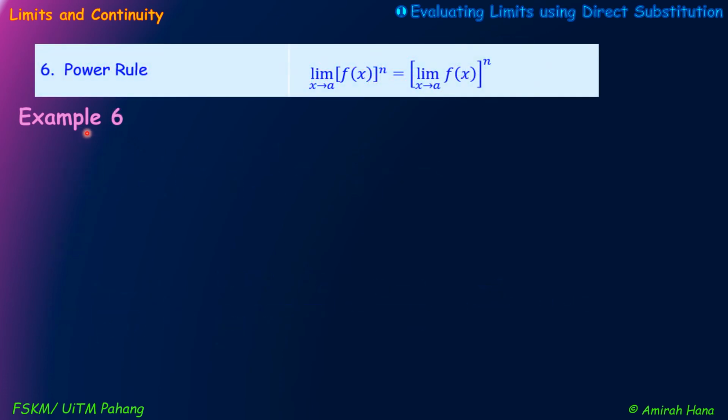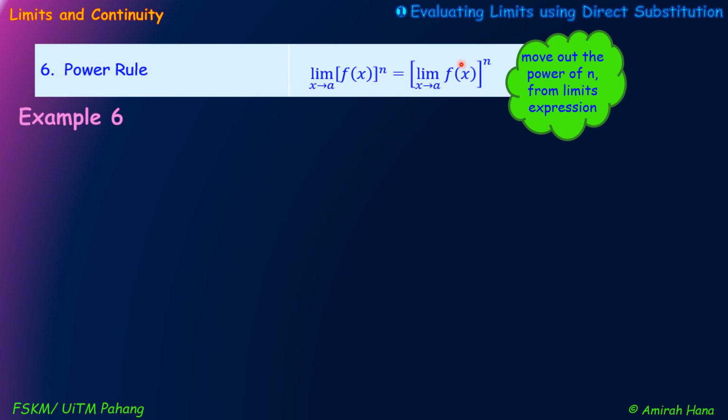We continue with example 6 under power rule. If we have limit x approaches a f(x) to the power of n, we can write limit x to a f(x) bracket to the power of n. We can move out the power of n from limit expression.